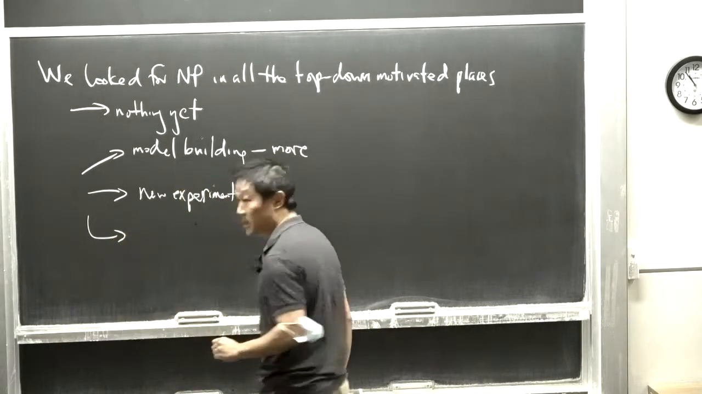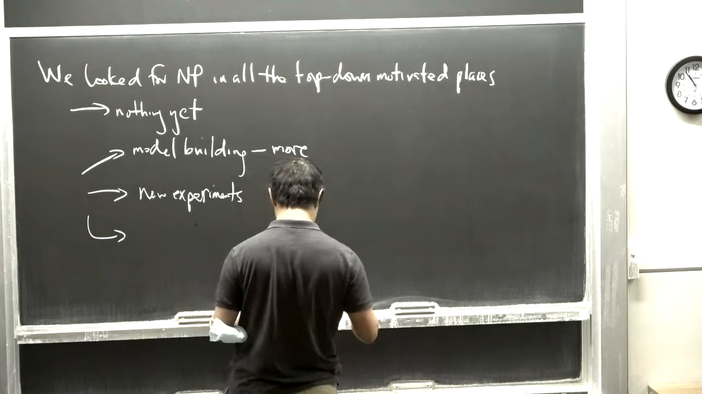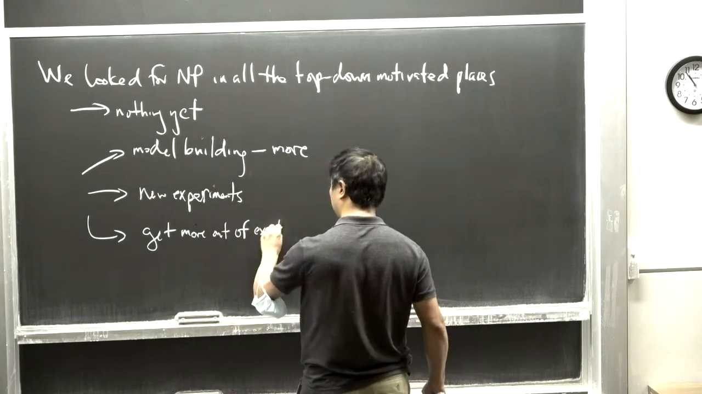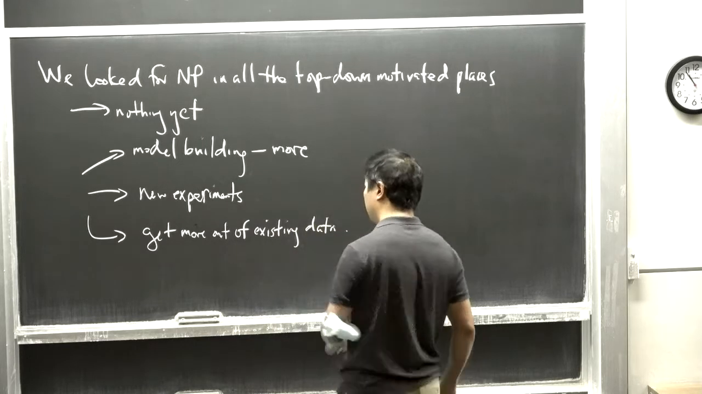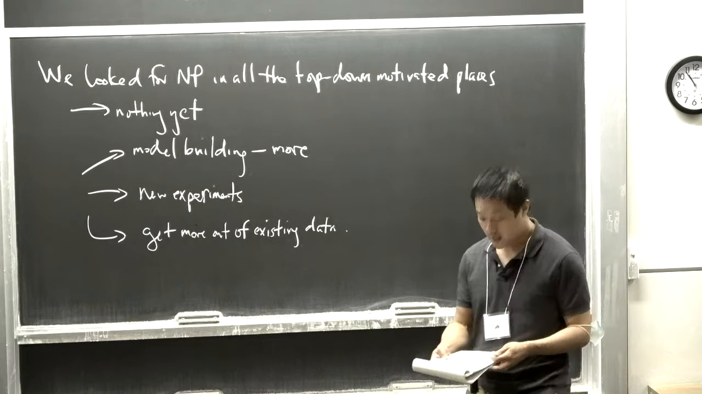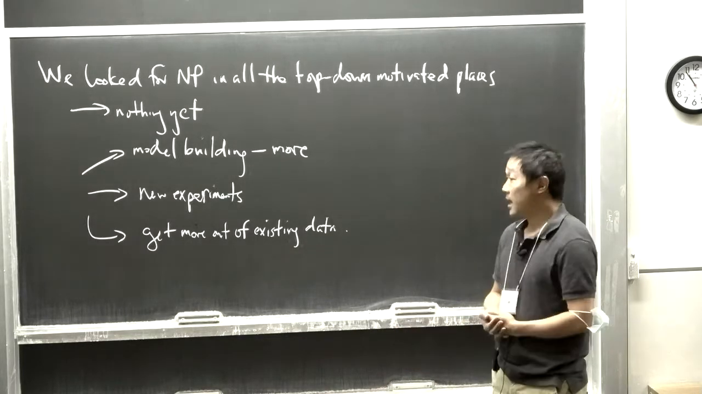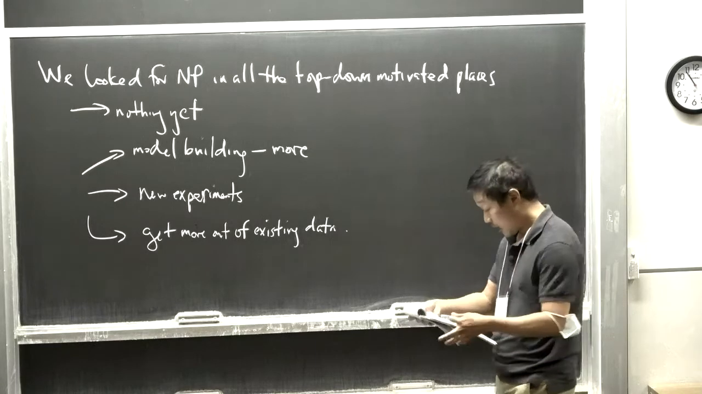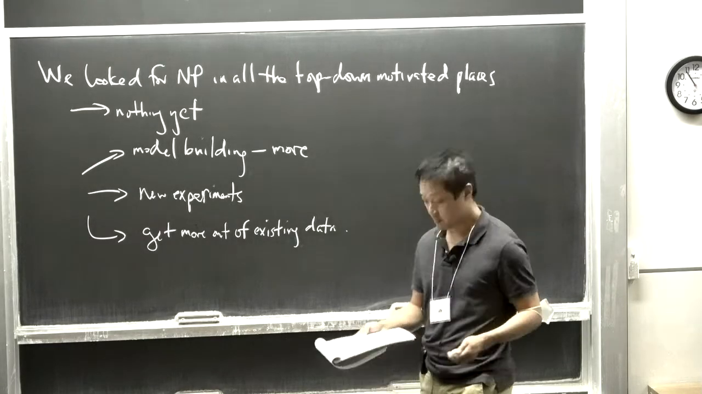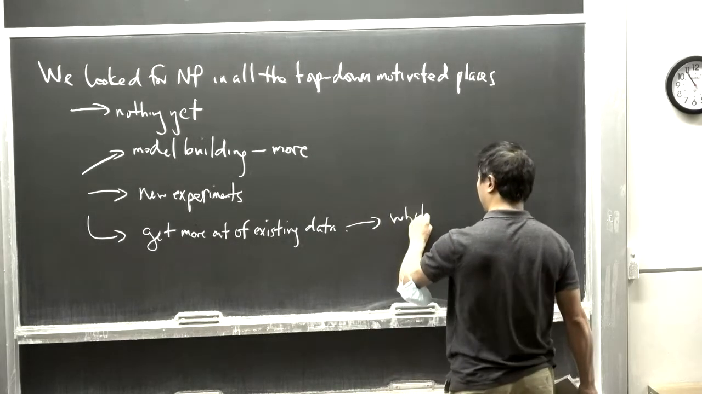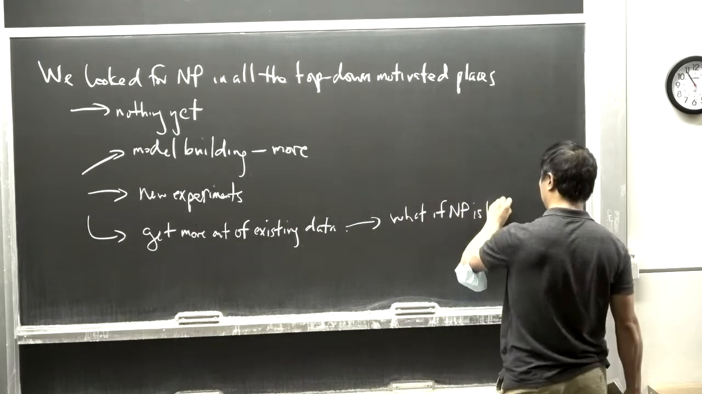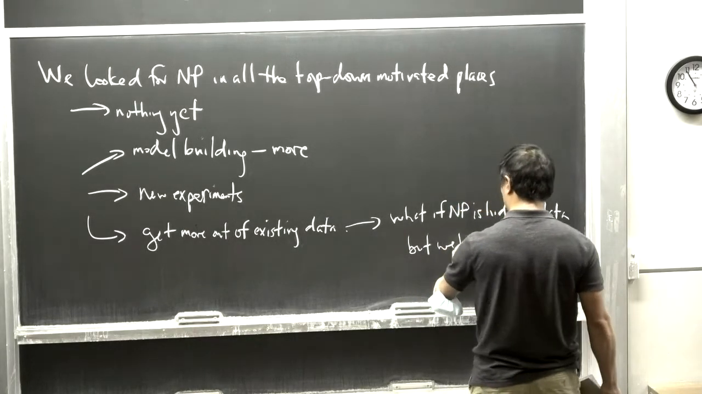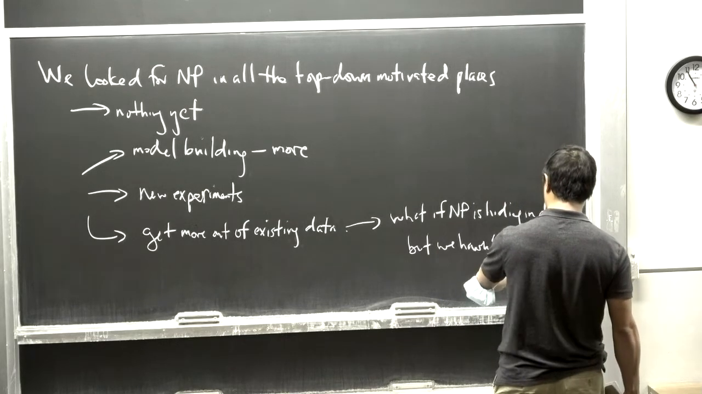And I guess what I'm going to be pushing in my lectures is the third way, which is to get more out of existing data. That is to say, we have so much data, not just from LHC, but many other sources. And with modern machine learning, we can do so many more things with that. And so that gives us hope that there are interesting things buried in there, hiding in there, that we would have otherwise missed. So this is the idea: what if new physics is hiding in the existing data, but we haven't looked in the right place?